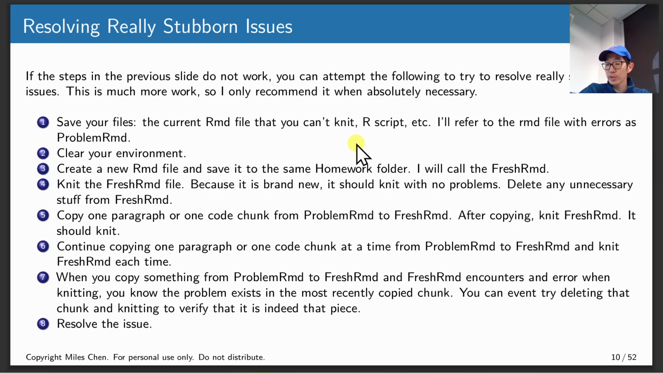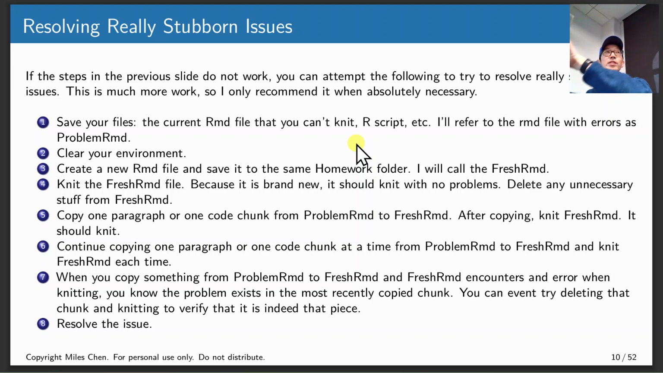And then what you'll do is you'll go to the one that's not working, your original homework one full file or whatever, and you'll copy one paragraph or one code chunk at a time from your original file into the fresh one, right? So you copy one paragraph over, and then you knit it, all right? And it should knit. And then you go to the next thing. You copy a code chunk over, and then you knit it, okay?